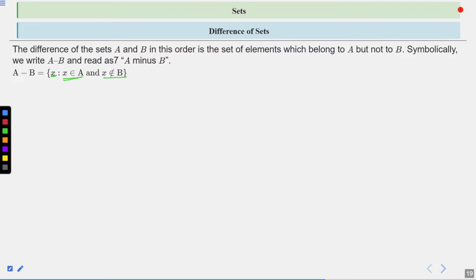Another perspective is simply to collect all elements from the set A and then eliminate from this collected set all elements which belong to B. So first collect all the elements from the set A and then eliminate all the elements which are common to set B. It will be all clear if you see an example. So don't worry if you are not getting the definition.